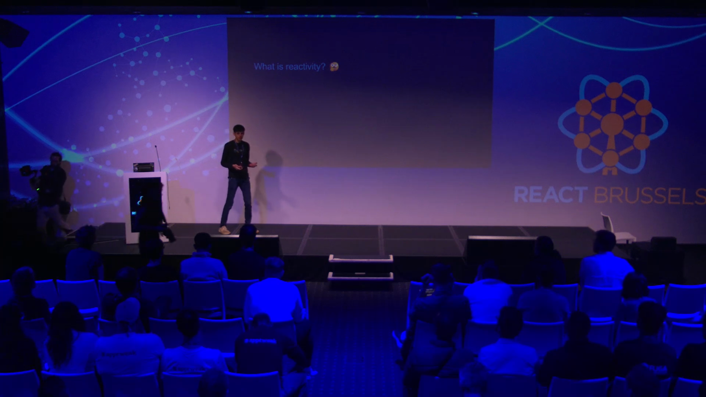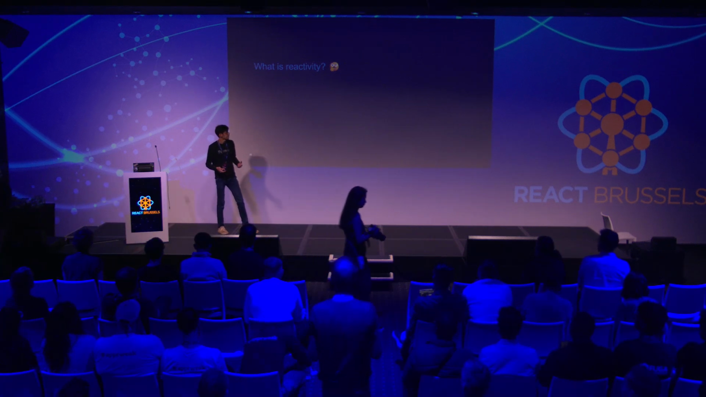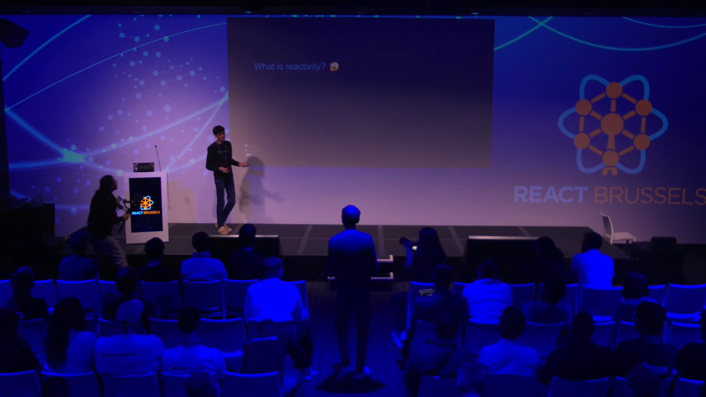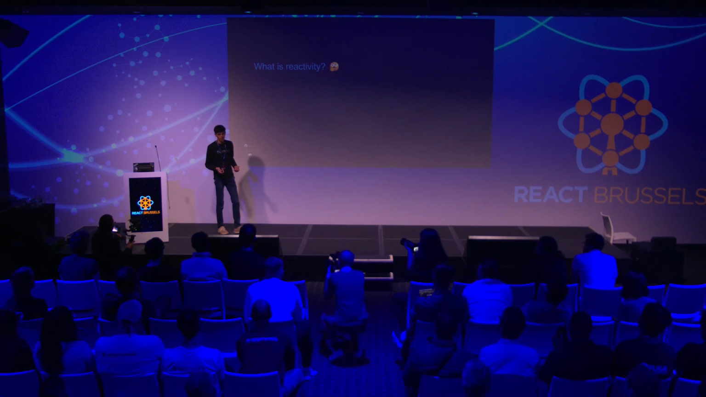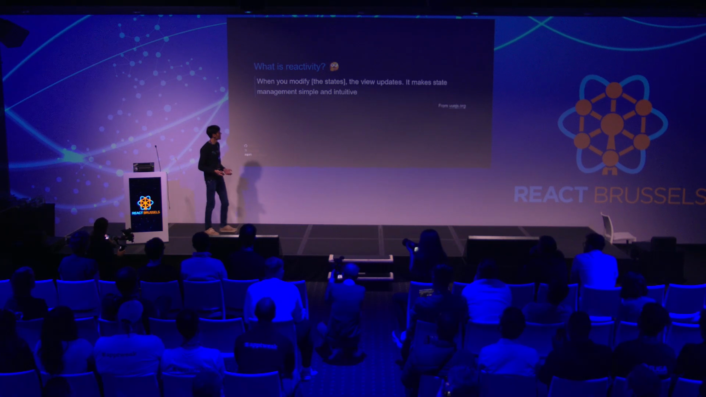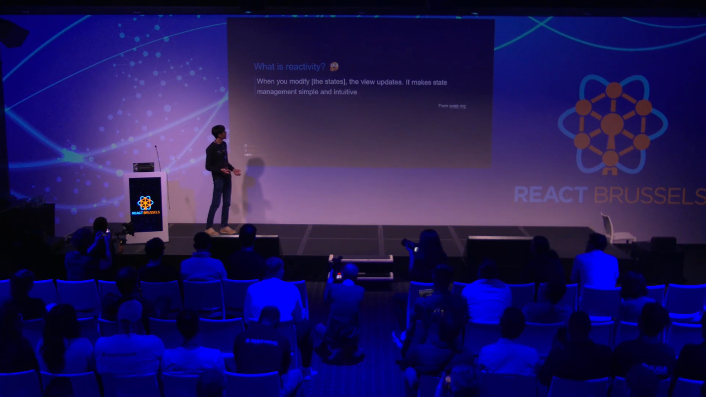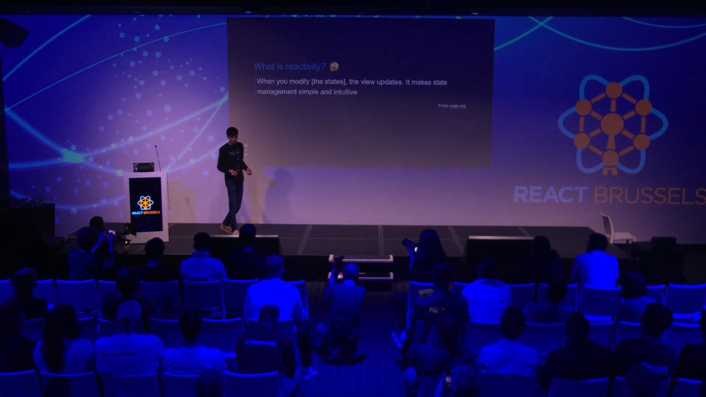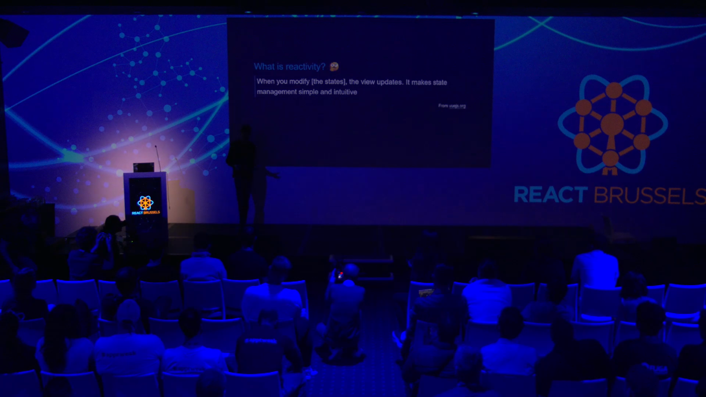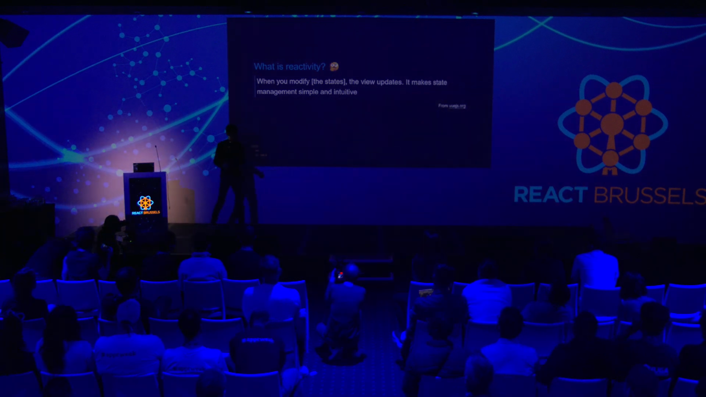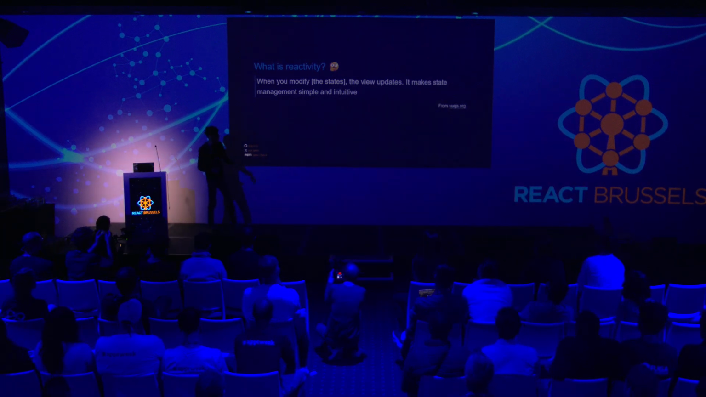I found a definition for it, but unfortunately, I'm at a React conference, so I'm not comfortable putting the definition. It's coming from another framework, but I need to take it. I think it's quite good, this one. And the definition is the following. When you modify the state, the view updates. It makes state management simple and intuitive. It's coming from the Vue.js website, and I think it captures what it means to be reactive.